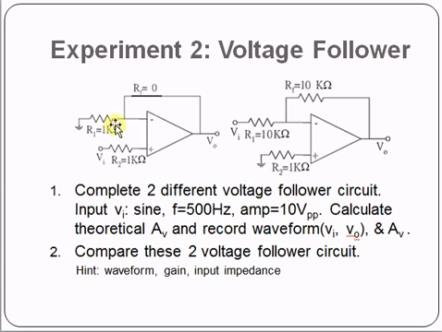Experiment 2. Complete the two different voltage follower circuits and compare them. Note that the amplitude shown here with the subtext of PP means that the peak-to-peak voltage is 10 volts. Set the input signal so that its peak-to-peak voltage is 10 volts.